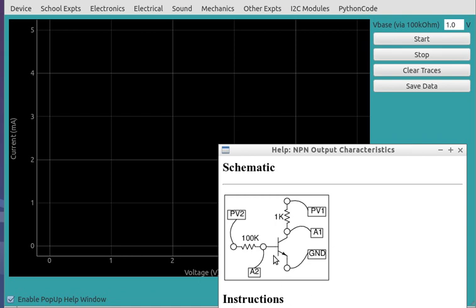That means the transistor is connected from the programmable voltage source PV1 through a 1K resistor to the collector, and the collector voltage is monitored. And PV2 is connected to the base through a 100 kilo ohm resistor, and voltage at the base is again monitored by A2. So here, suppose I want to set some base current, you set a voltage here, measure this voltage. So from these two voltages and this resistance, you can calculate the base current.